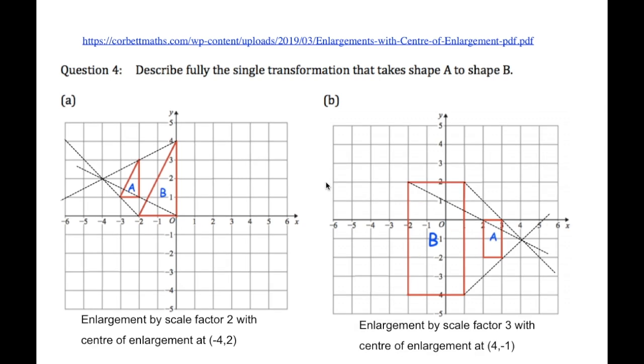Here's the answer. So again, notice the scale factor. That B is 3 times bigger than A, so it's a scale factor of 3. We've said the word enlargement, and we've given the centre of enlargement. In this case, it is 4 across and 1 down, so it's 4 minus 1.